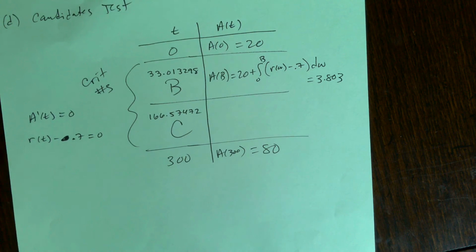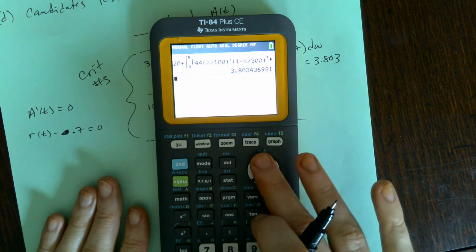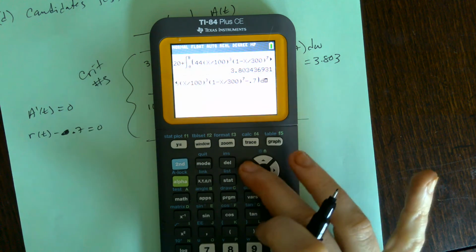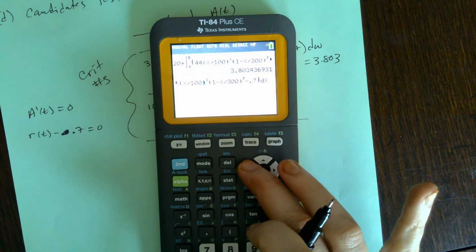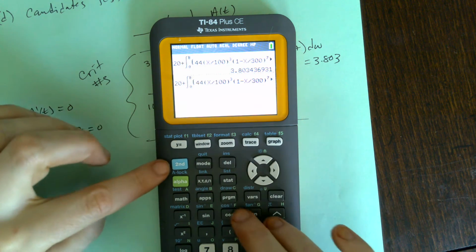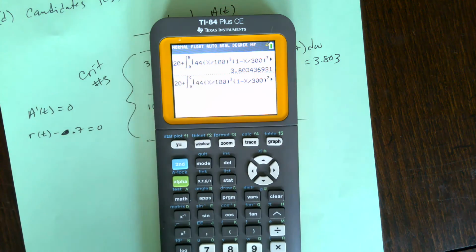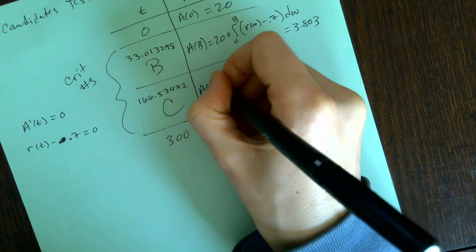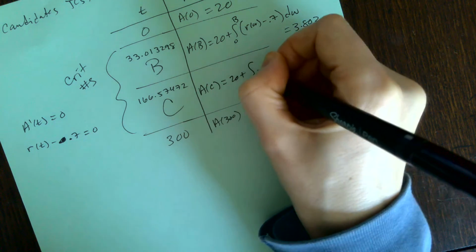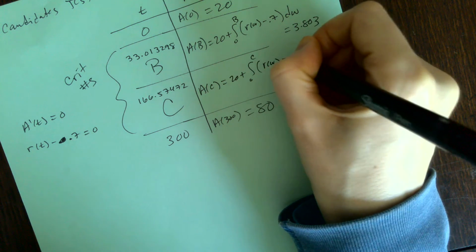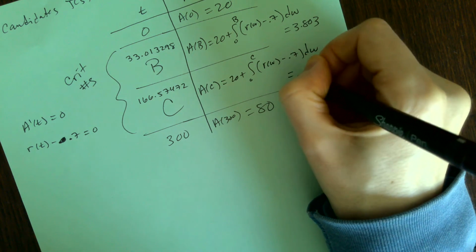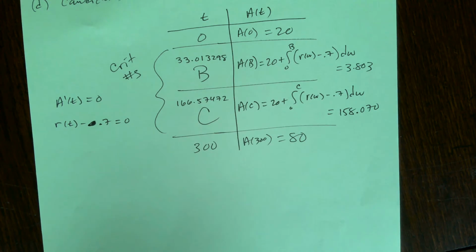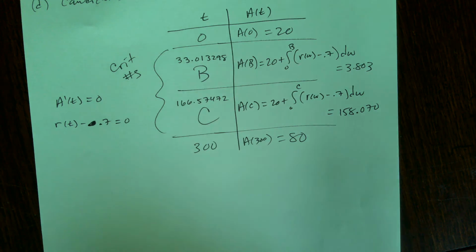3.803. Now I've got to do the same thing. So I'll go up, I'll highlight this, and I'll hit enter, and it'll bring it down. And the only thing I want to change about this now is this upper limit. So I changed that to C. 158.070. Oh, so this is A of C is 20 plus the integral from 0 to C, or 158.070. All right, so they want to know at what time does the absolute min occur.